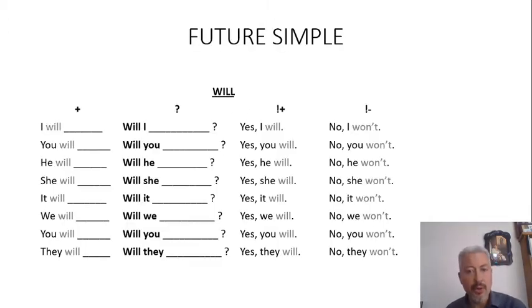Okay, this is our table showing how the auxiliary verb will works. The same conjugation for all the persons, from I will down to they will. Questions: will I, plus the base form of the main verb, will I, will you, will he, will she, will it, will we, will you, will they? Affirmative answer: yes I will, yes you will, all the way down to yes, they will. And won't is the contraction of will not. It's perfectly okay to answer no, I will not, or we can use the contraction no, I won't.